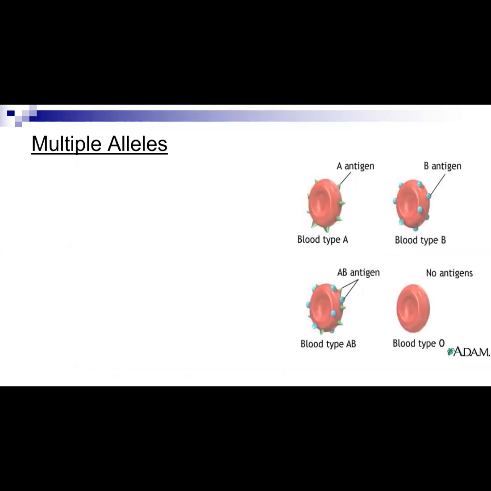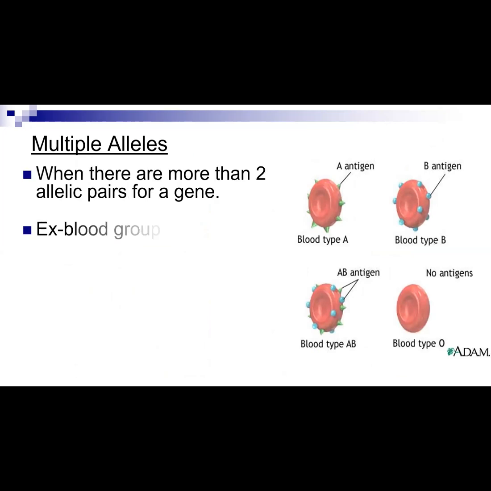So multiple alleles, I asked you to jot down some information on your notes chart, is when there's multiple or more than 2 allele pairs for a gene. You still can only inherit 2 because your dad gives you 1 and your mom gives you 1. But in the population, there are more than 2 possibilities. Okay? That's what a multiple allele trait is.